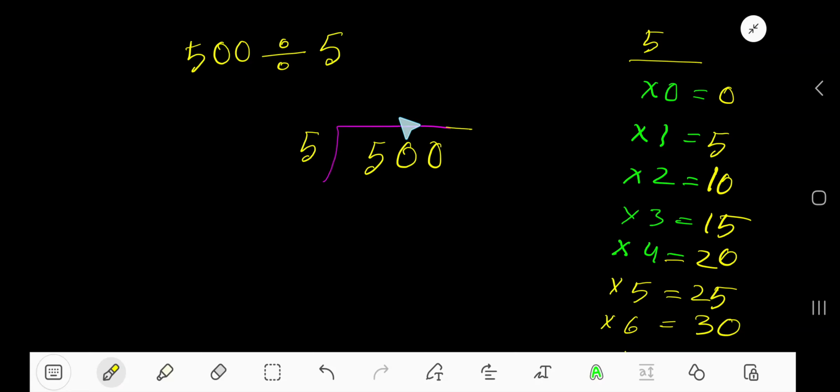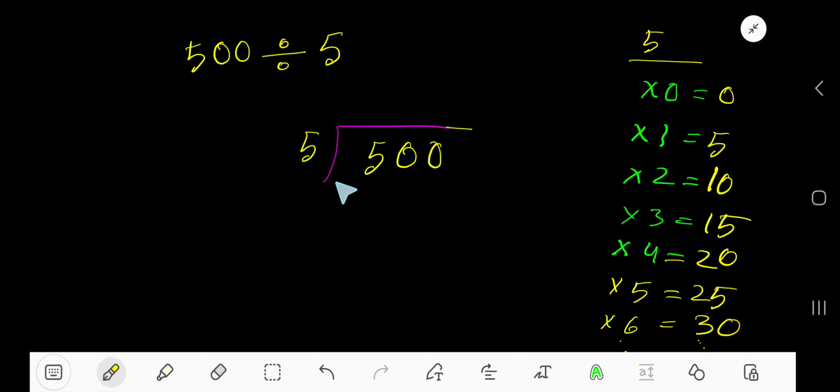500 divided by 5. So here 5 is a divisor, so we need the multiplication table of 5. 5 times 0 is 0, 5 times 1 is 5, 5 times 2 is 10. To find the multiplication table of 5 easily, just add 5 to the previous step. 0 plus 5 is 5, 5 plus 5 is 10, 10 plus 5 is 15, 15 plus 5 is 20, and this will continue.